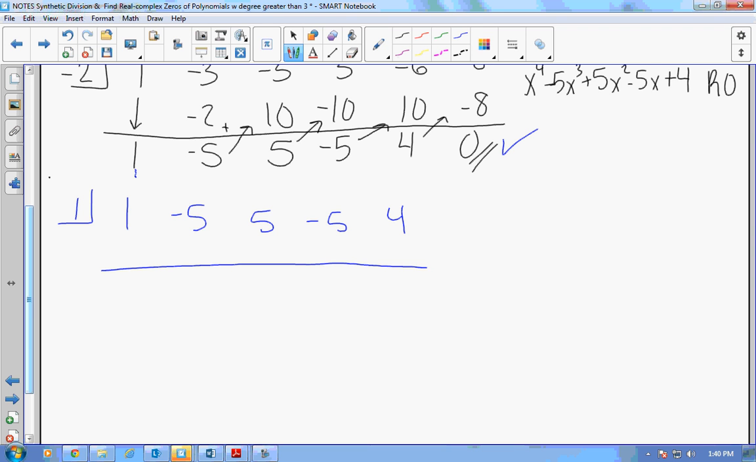Okay, so we carry down the column. You should have got 1. Times by 1, we get 1. Add the column, we get -4. Times by 1, we have -4. Add the column, we get 1. Times by 1, we get 1. Add the column, we have negative 4. Times by 1, we get negative 4. And we get 0. What does that mean? It is actually a root. So we found 2 of the 5. There should be 5 of them.